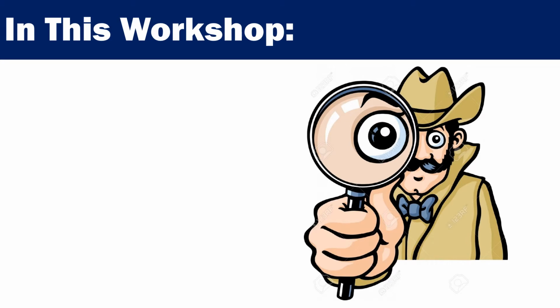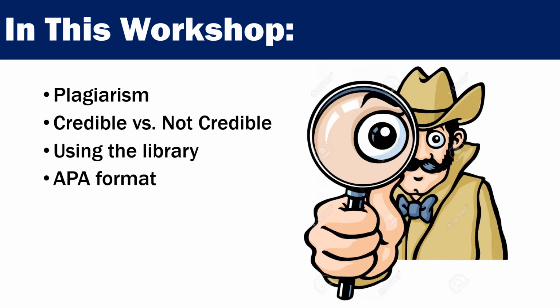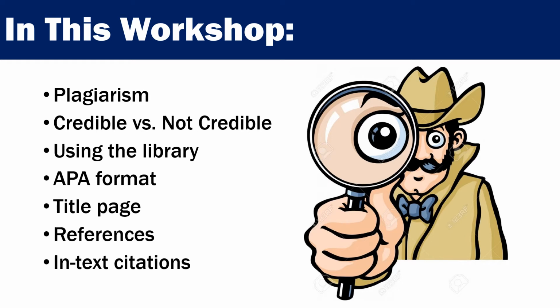I designed this workshop to cover key aspects of research writing style and format. In this workshop, we will discuss plagiarism, credible versus not credible sources, how to use the library for research, and APA format. I'll give you an APA title page example, show you how to create a reference page, and how to use in-text citations.